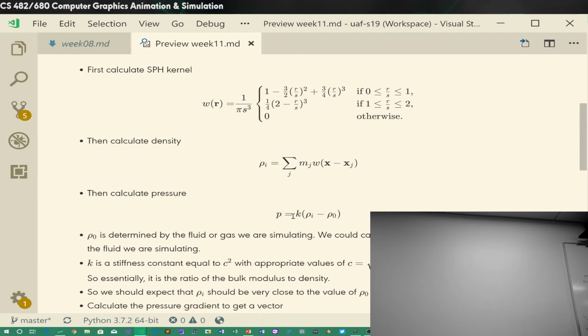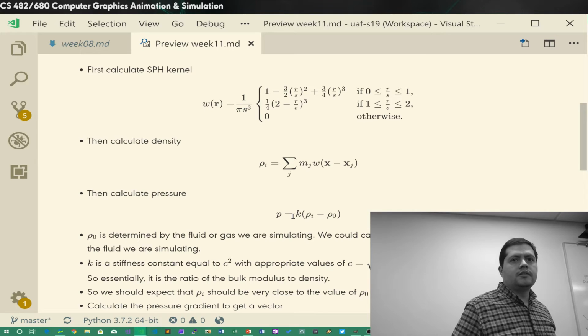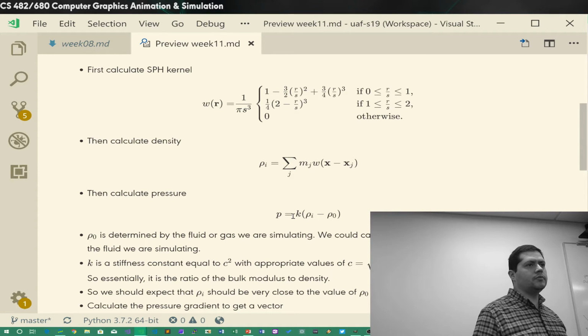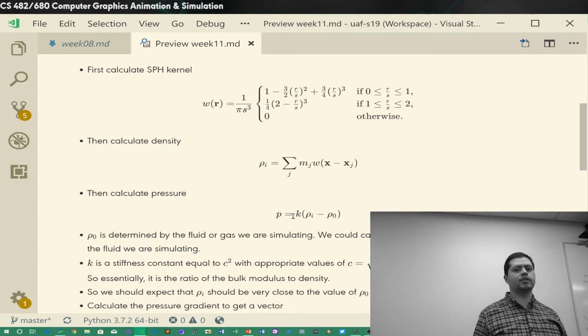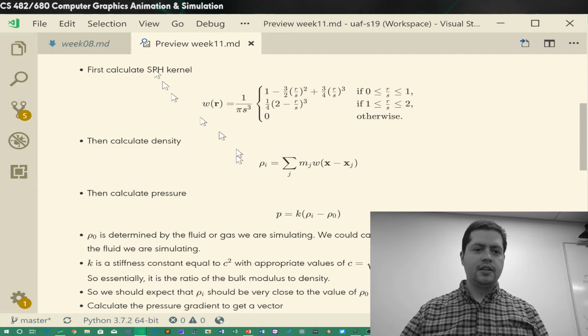And then the next step is to figure out the pressure gradient. Now, can anybody tell me what the gradient of a scalar field is going to be? Because that's the next step. We need to figure out what's the gradient of a scalar field. It's a vector. Okay? So that SPH kernel over here, W(r), turns a vector into a scalar. Okay, so we cannot use that.